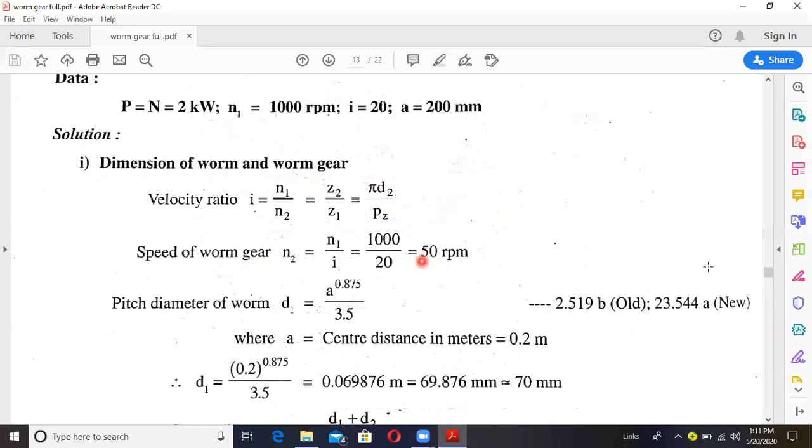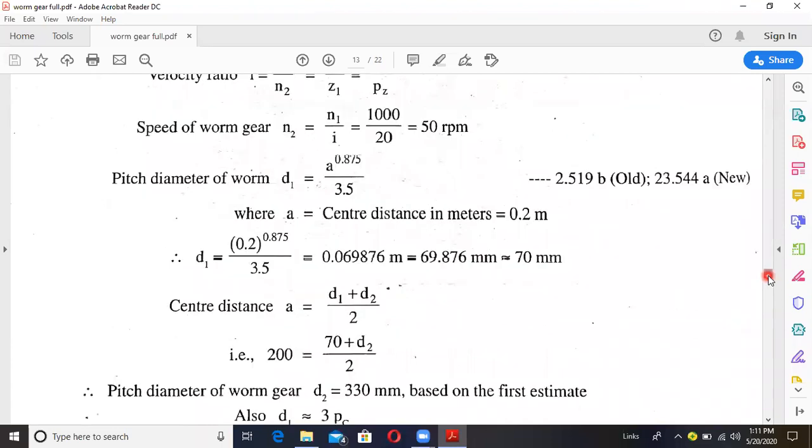Next, we are going to calculate the dimensions D1 and D2. Now we know the formula. Pitch diameter of the worm D1 is a to the power of 0.875 divided by 3.5, from equation number 23.544a. Already in the last session I told that we always have to substitute a in meters, then we will get the diameter in meters, then convert into mm. A is given in the question as 200 mm, so converting into meters we get 0.2 meters. Substituting, we get the diameter is equal to 69.876 mm, approximately equal to 70 mm.